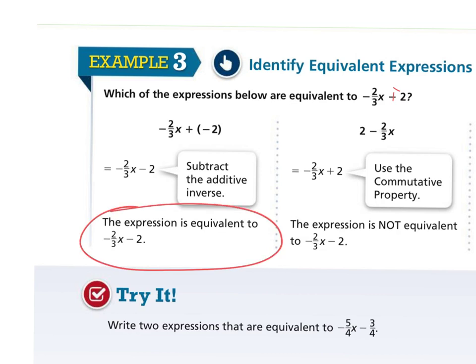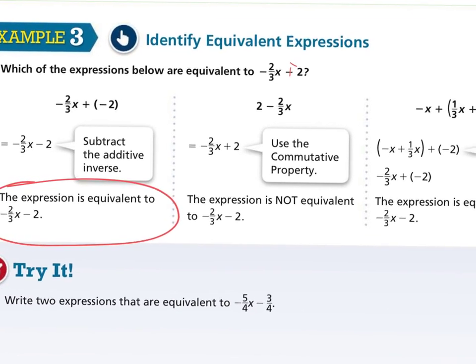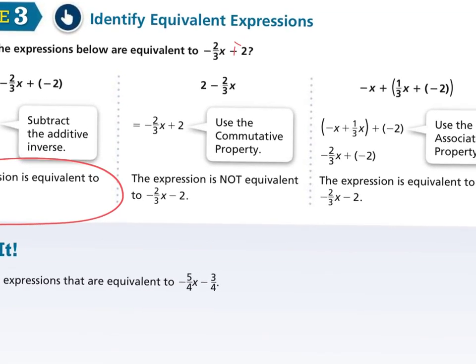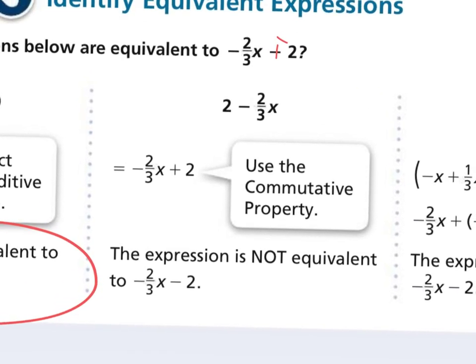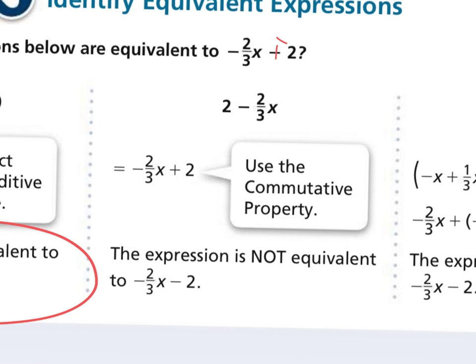The second expression, we have 2 minus 2/3 x. You could switch it around if you wanted to. You could add the opposite here and then switch it around. And then that would be like negative 2/3 x plus 2. Okay? Subtraction, we can't switch the order. Addition, we can. So if we add the opposite, then we can change the order.